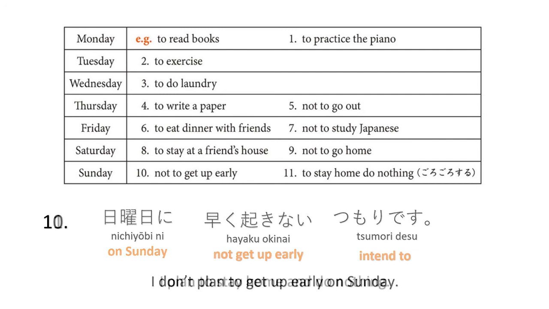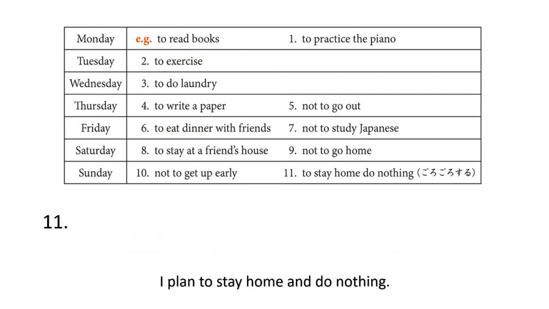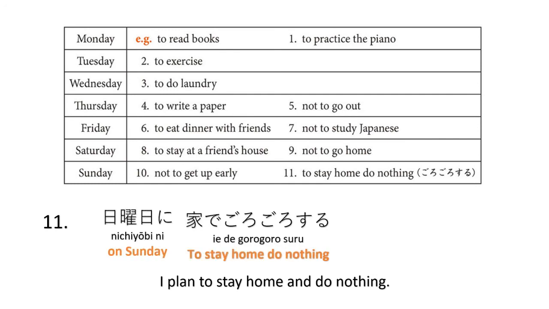And lastly, we have to stay home and do nothing. Goro suru. So, nichiyobi ni ie de goro suru. Goro suru means do nothing. So, stay home and do nothing. Ie de goro suru. Tsumori desu. I plan to stay at home and do nothing. Okay? Nichiyobi ni ie de goro suru tsumori desu.